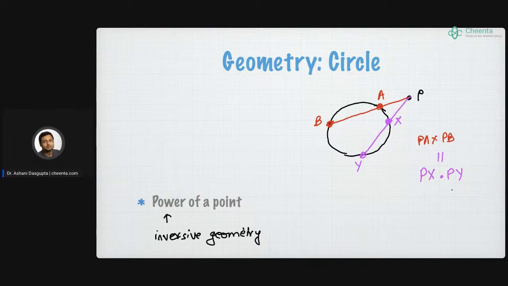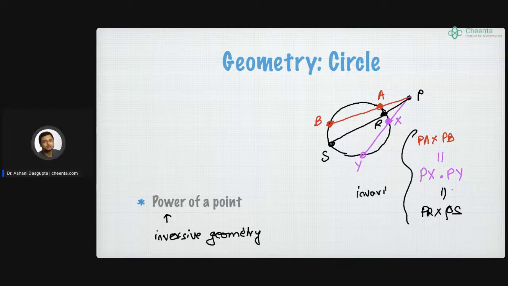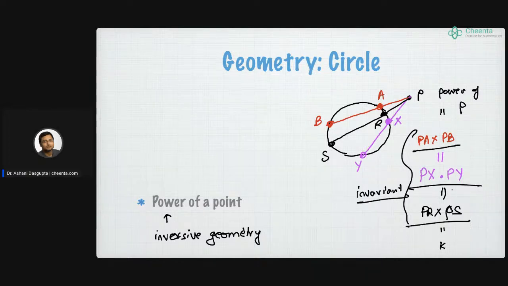If you draw another secant, where it hits the circle at R and S, and you multiply PR and PS, that will be the same thing. So this is an invariant property. Invariants have a very powerful role in Olympiad geometry. It is an invariant property of the point P, and we call it the power of P with respect to this circle. So this is equal to some constant K. For a given point P, that number is constant.